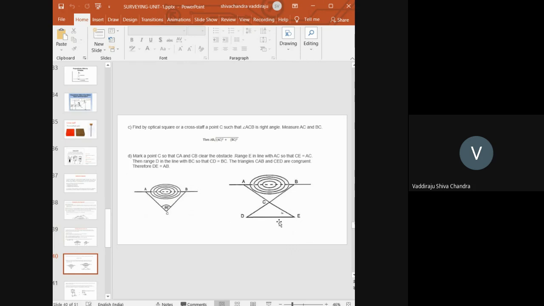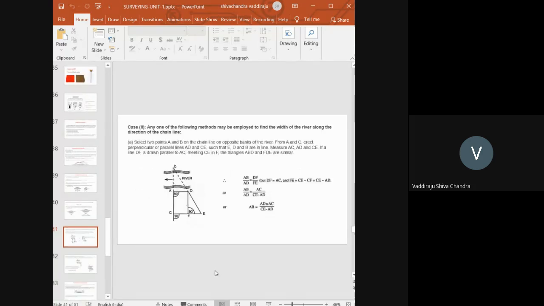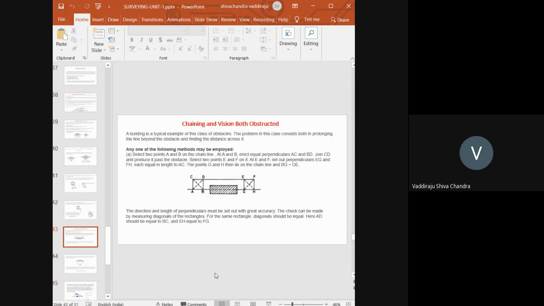Okay. Similarly here also, I am extending a line CE. I am drawing a line AC and extending it up to CE so that AC and CE are equal. Similarly, I am extending BC to CD. BC and CD are equal. If I measure the distance DE, it is equal to AB. Parallelism. Okay. So you need to draw figures like this and identify and calculate the corresponding values. Okay. So here also, vision and chaining both are obstructed. This is a building. I am not able to see what is at the other side. So I am drawing two perpendiculars on either side and I am measuring the distance between C and F, which is equal to the distance A and H.